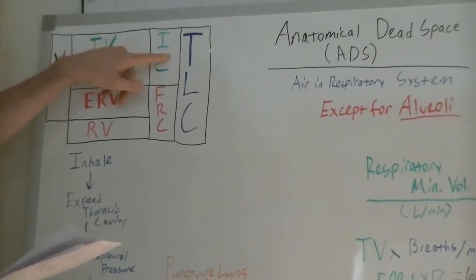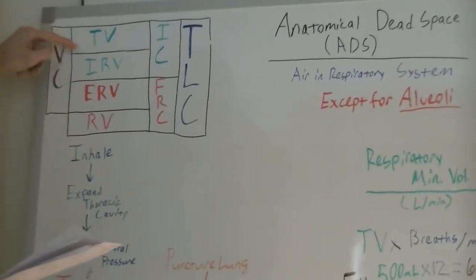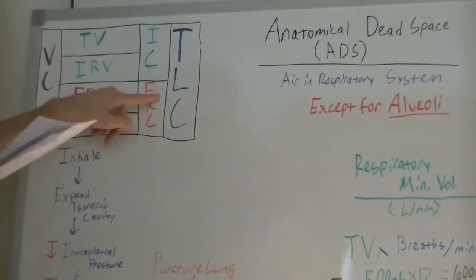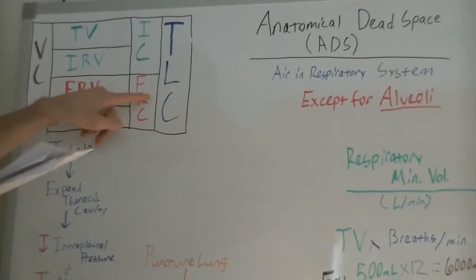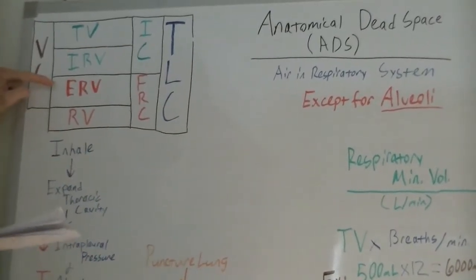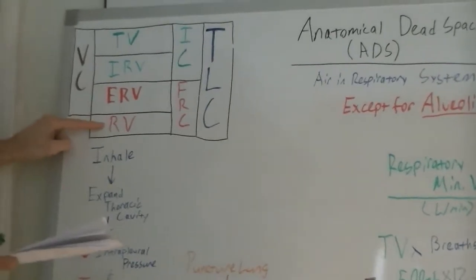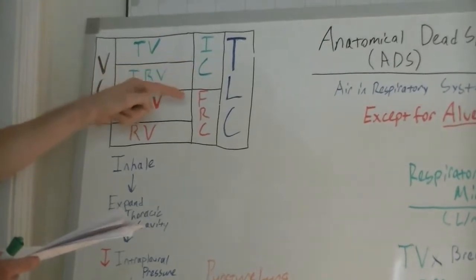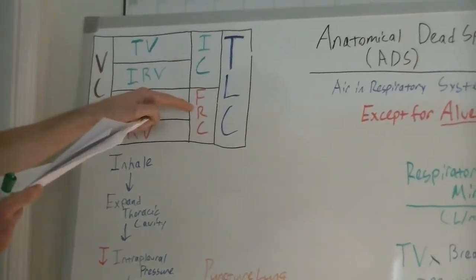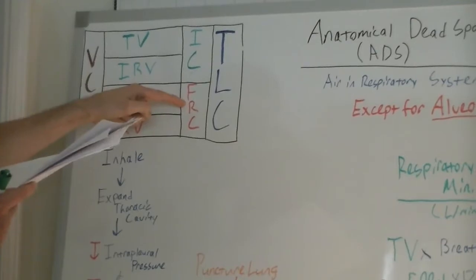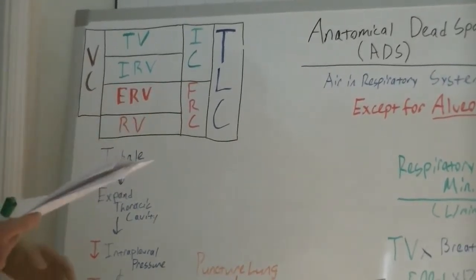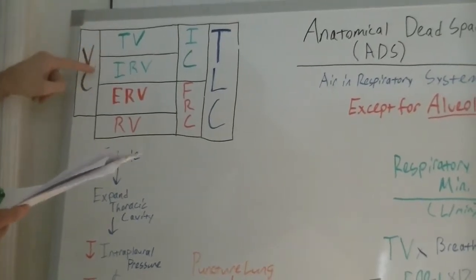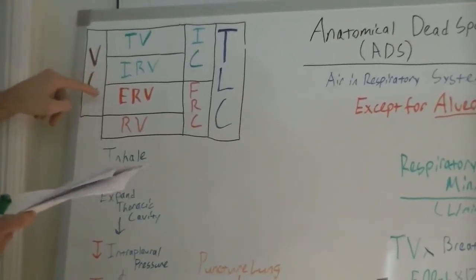And your inspiratory capacity is your tidal volume plus your inspiratory reserve volume. And then your, what is this one? Functional residual capacity is your expiratory reserve volume plus your residual volume. And then you have your total lung capacity, which is just your inspiratory capacity plus your functional residual capacity. And then your vital capacity is your tidal volume plus your inspiratory reserve volume plus your expiratory reserve volume.